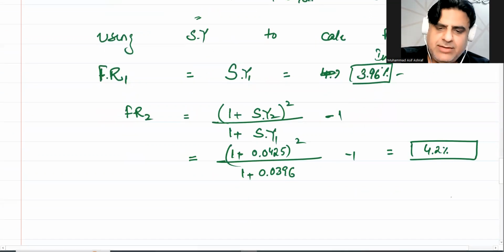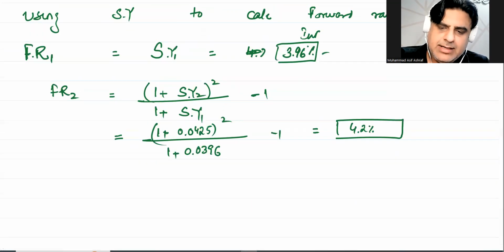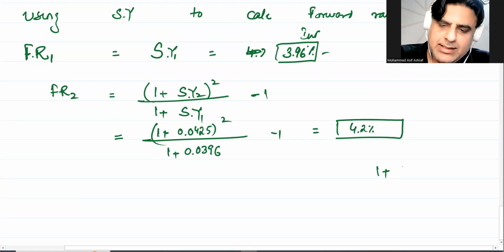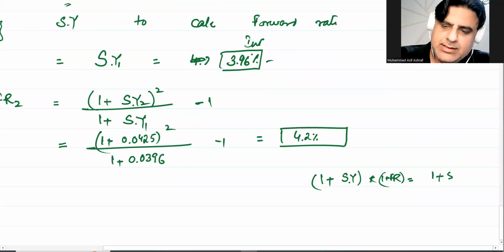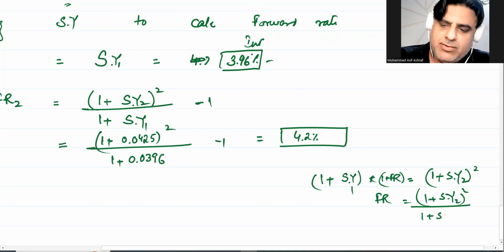Okay. Actually, the formula is like 1 plus spot yield into 1 plus forward rate equals 1 plus spot yield of year 2. So this is like this one. So if I solve it, definitely it is forward rate equals 1 plus spot yield 2 raised to the power 2 divided by 1 plus spot yield 1 minus 1.